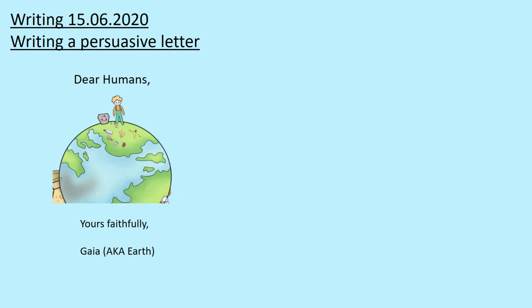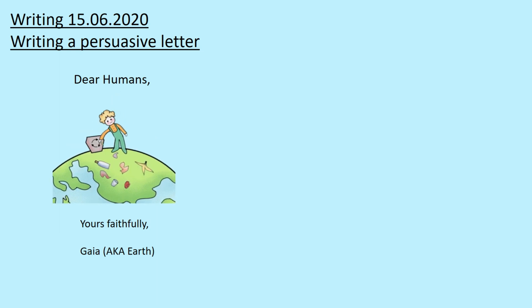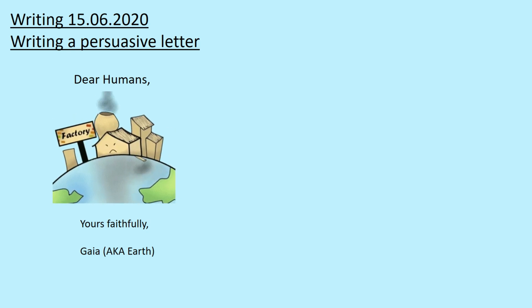Hi guys, right, this week we're going to be writing a persuasive letter, and we're going to write the letter from the point of view of Earth. We're going to be Earth, Gaia, which is another name for Earth. I'm going to write about pollution.